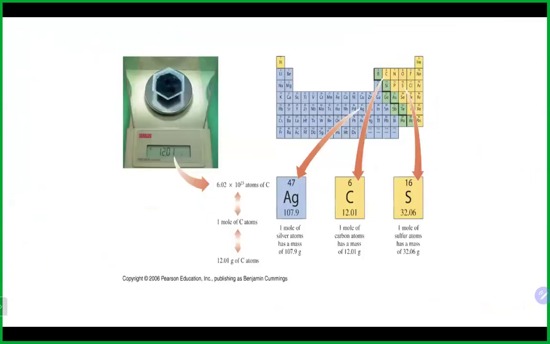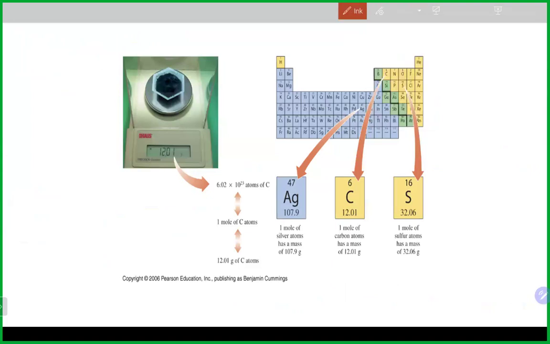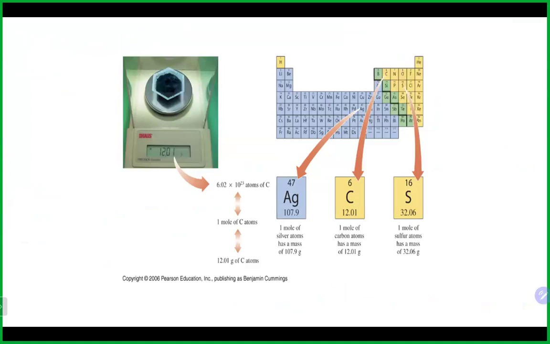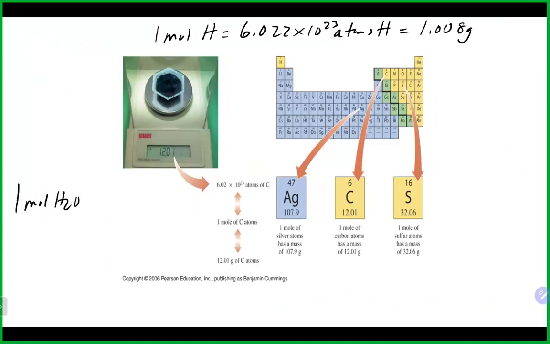Now, one last thing here to tie everything together, Avogadro's number and molar mass and all that. If we have, for example, 1 mole of hydrogen, it would have 6.022 times 10 to the 23 atoms of hydrogen, and that would be equivalent to 1.008 grams. So they're all basically equal to each other. And same thing with our water, for example, if we had 1 mole of water, that would equal 6.022 times 10 to the 23 molecules of water, which would equal 18.02 grams. So they're all equal to each other.